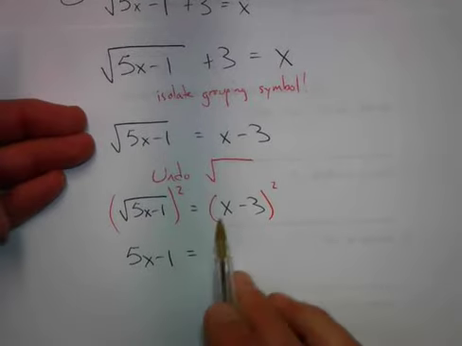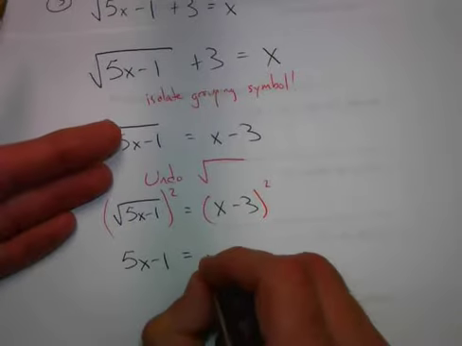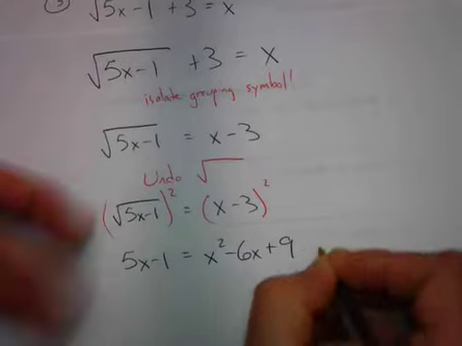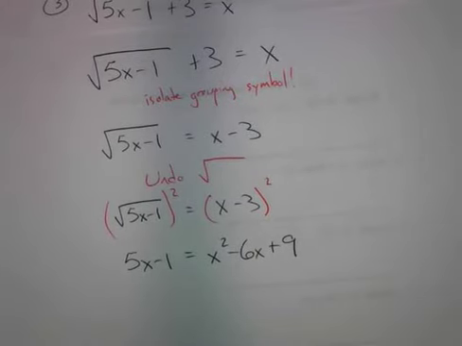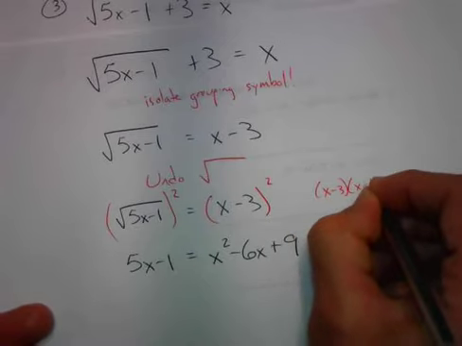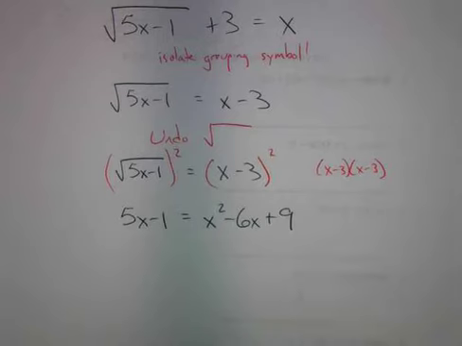On this side, what's going to happen when we multiply x minus 3 by itself? X squared minus 6x plus 9. And if you don't believe me, do it the hard way. Work this out by multiplying polynomials, and hit pause and I'll meet you in a couple seconds. And clearly it's going to be x squared minus 6x plus 9. Now, how in the world do we solve this?